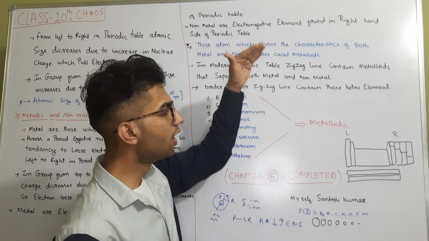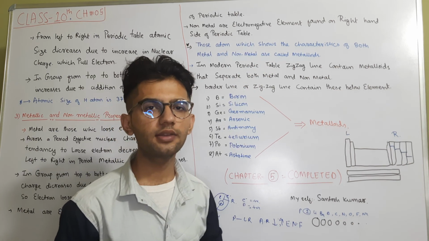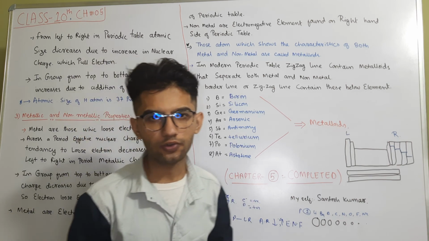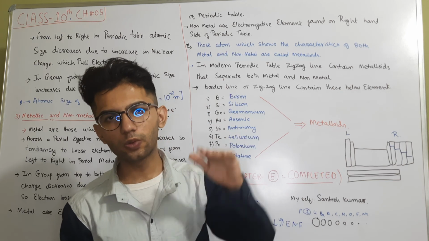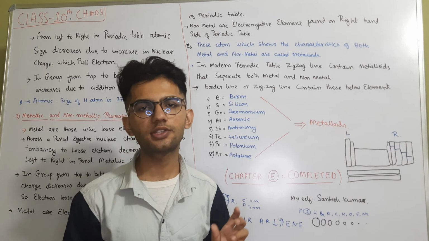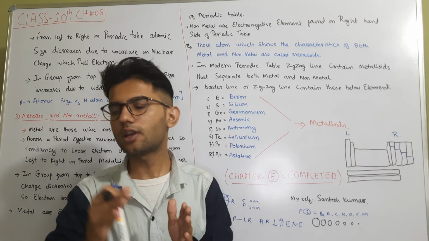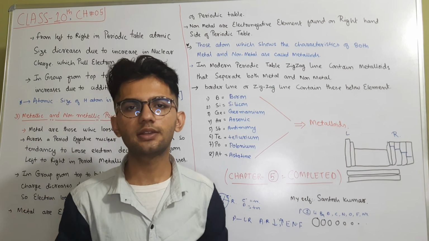If we move from top to bottom in a group, the atomic radius increases. Why does the atomic radius increase? Due to a decrease in the effective nuclear force. Why does the effective nuclear force decrease when we move from top to bottom? Due to the addition of a new extra shell in the elements, the distance between the nucleus and the outermost electron increases and the force decreases.